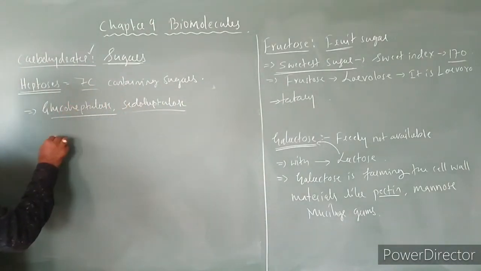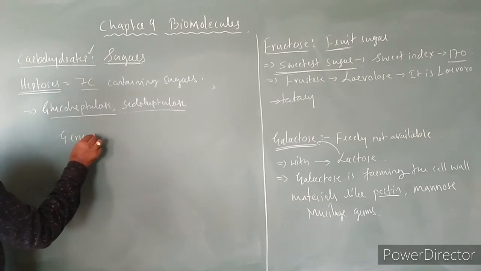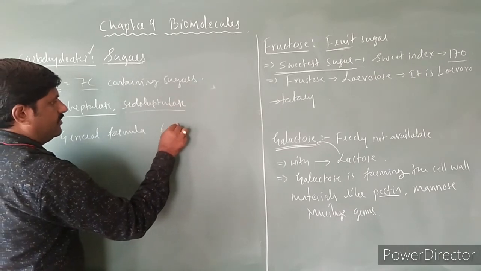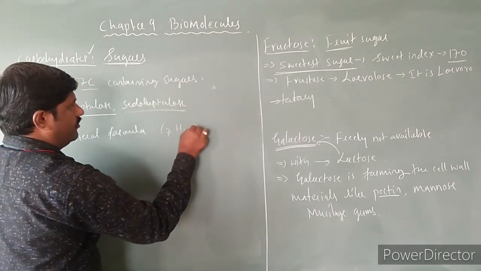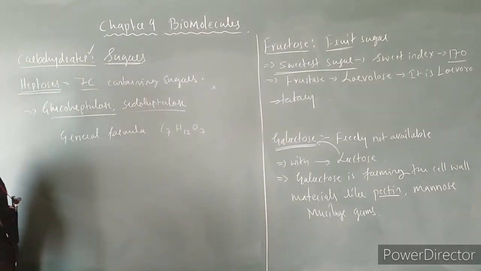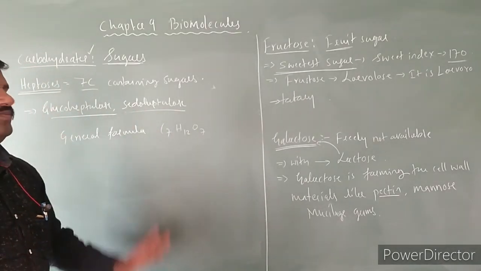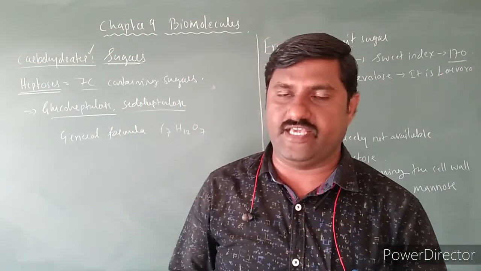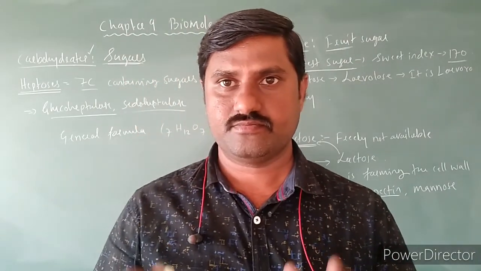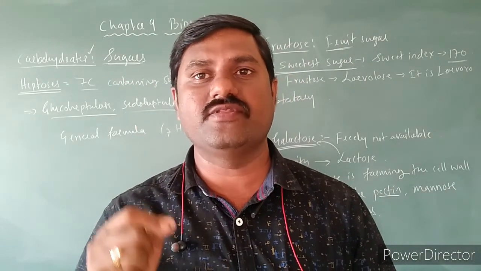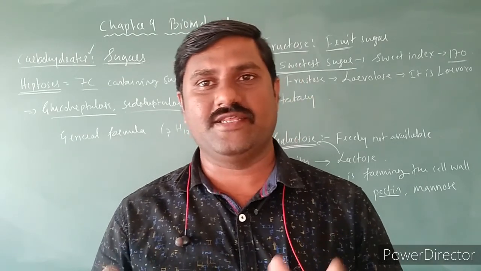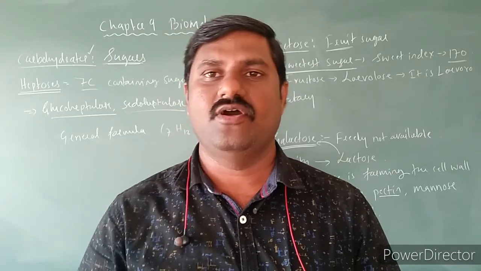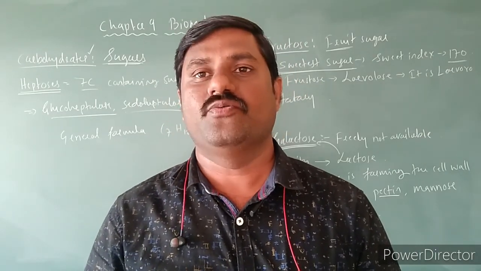The general formula you may write here is C7H12O7. This is the molecular formula of these heptoses. By this we completed all the types of monosaccharides, and these monosaccharides have their own characteristic features, such as chemical properties as well as physical properties.